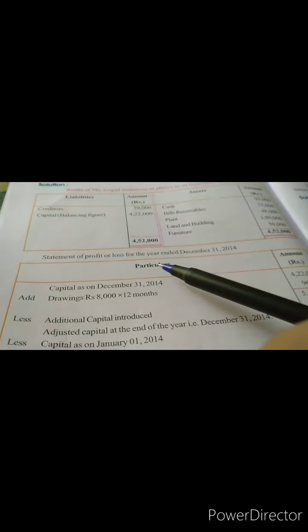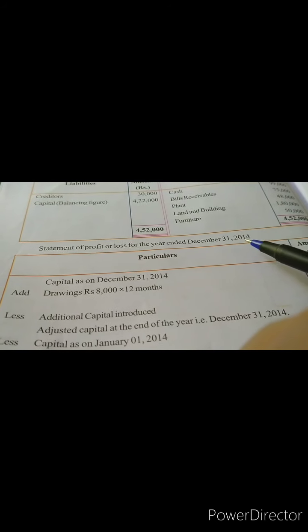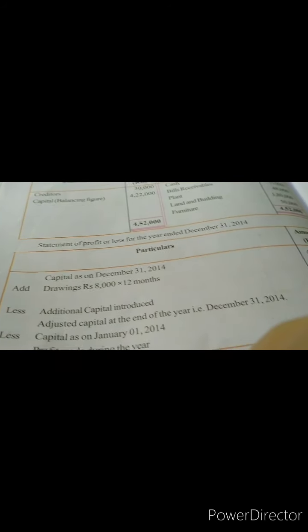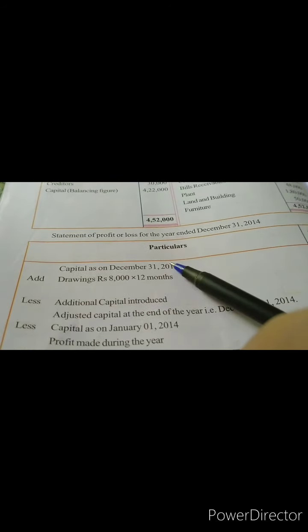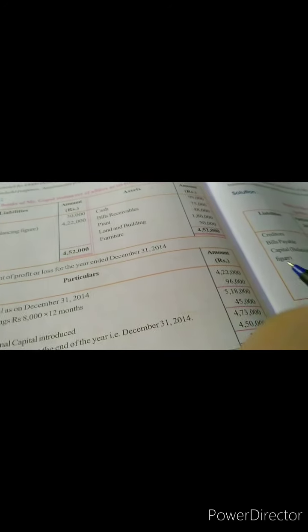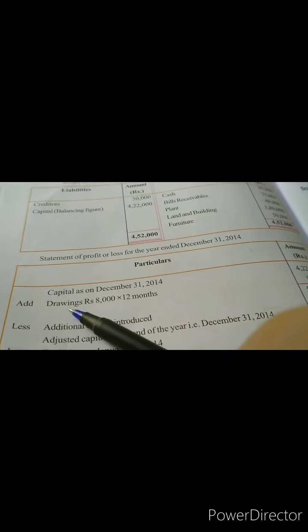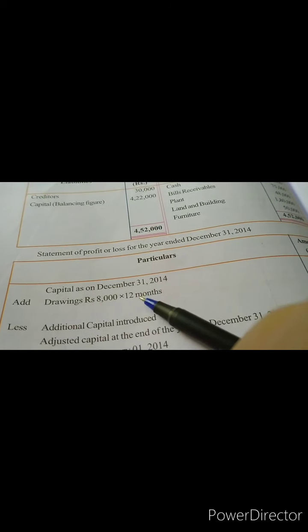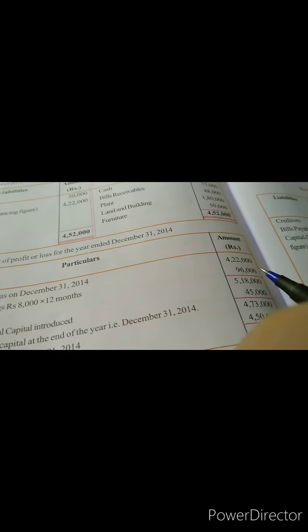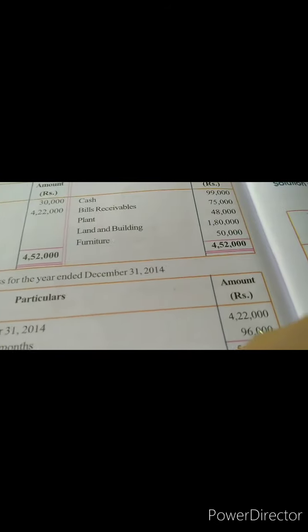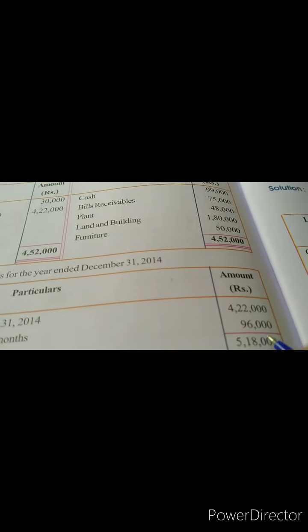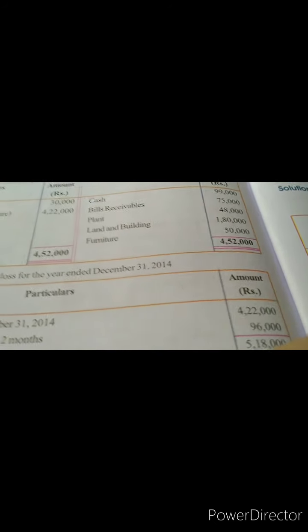Now have a look at this statement of profit and loss for the year ended 31st December 2014. Particulars, amount in rupees is given. Capital at the end we calculated, 4,22,000, is put. Drawings, 8,000 per month means 12 months in a year, 96,000. When we add 96,000 to 4,22,000, we get 5,18,000.